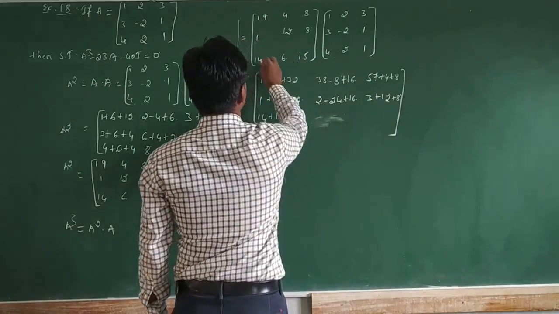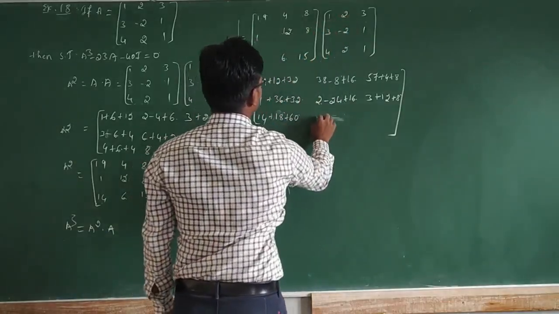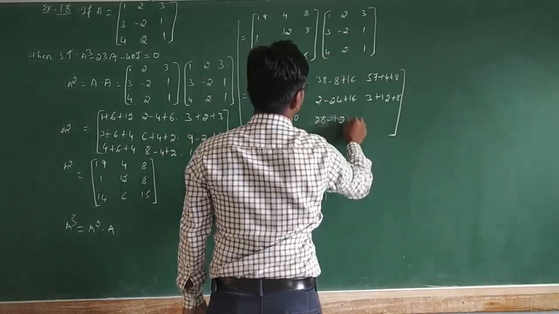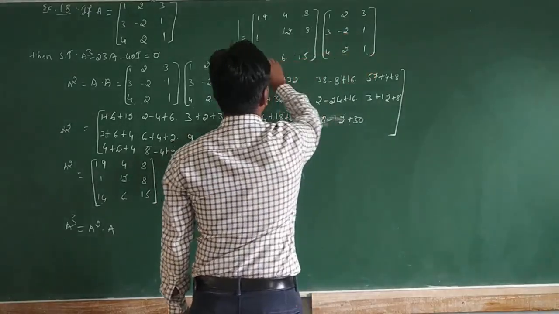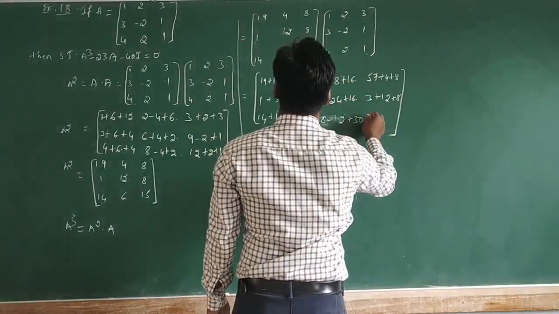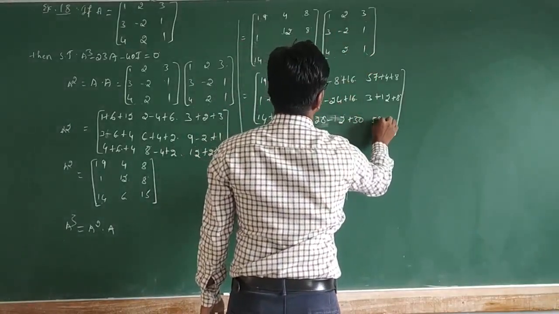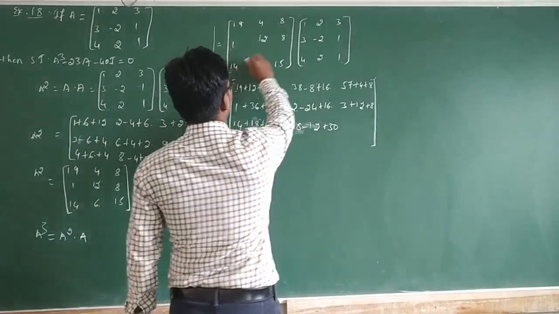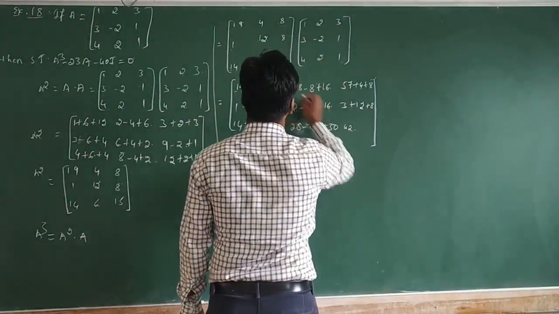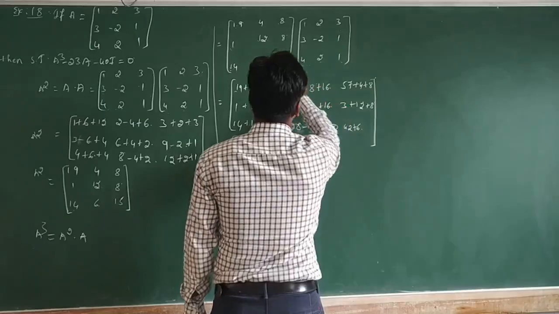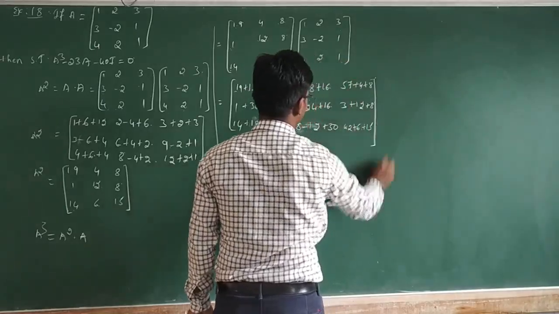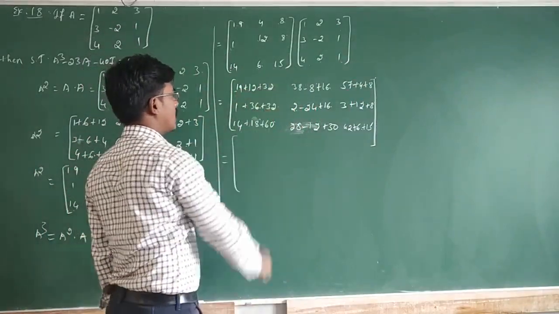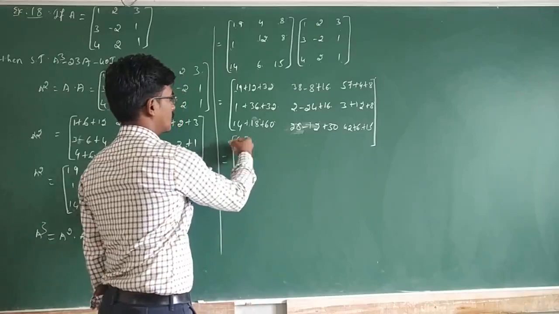Second column: multiply 14 into 2 is 28, 6 into 2 is minus 12, 15 into 2 is 30. Next, third column: multiply 14 into 3 is 42, 6 into 1 is 6, 15 into 1 is 15. Next, add the matrix here, which equals 19 plus 12 plus 13 is 63, right?